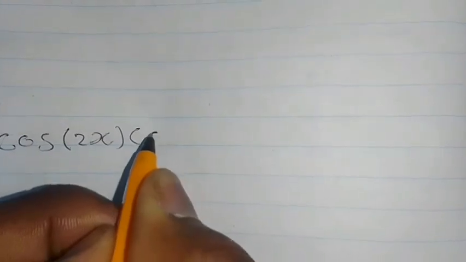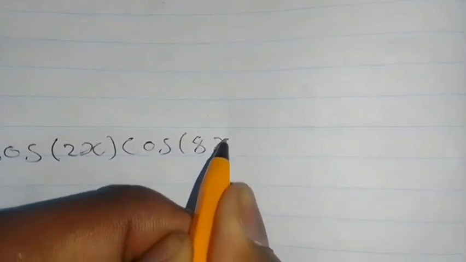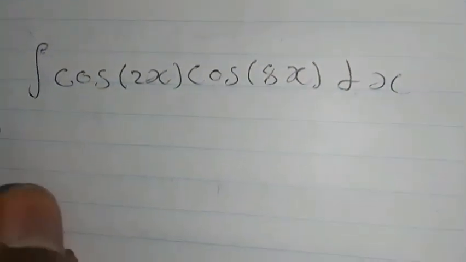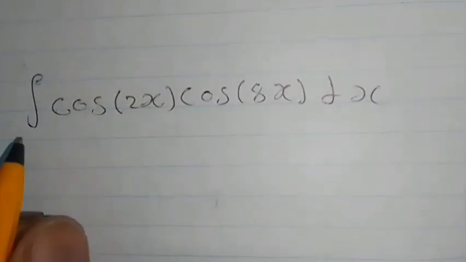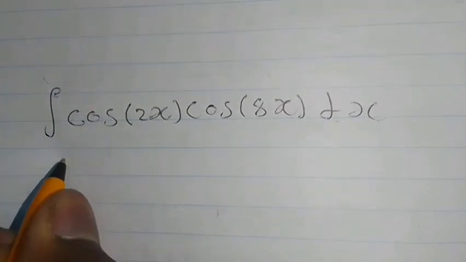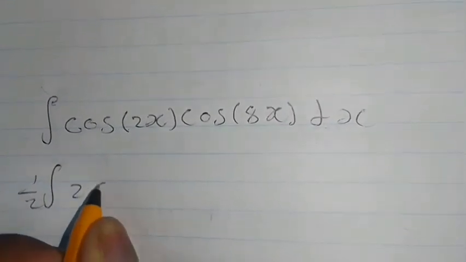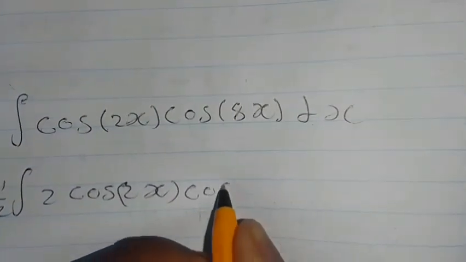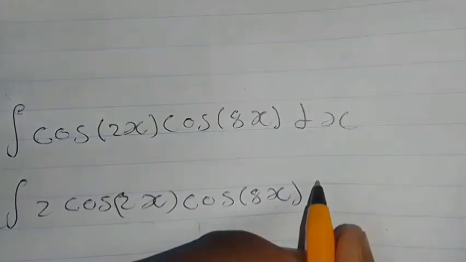Try to see if you can integrate this one: cos 2x cos 8x dx. Try to see if you can find this integral. You can pause the video and try to find that integral. So I'm going to have half, 2 cos 2x cos 8x. Then you use the identity for cosine that I showed you.